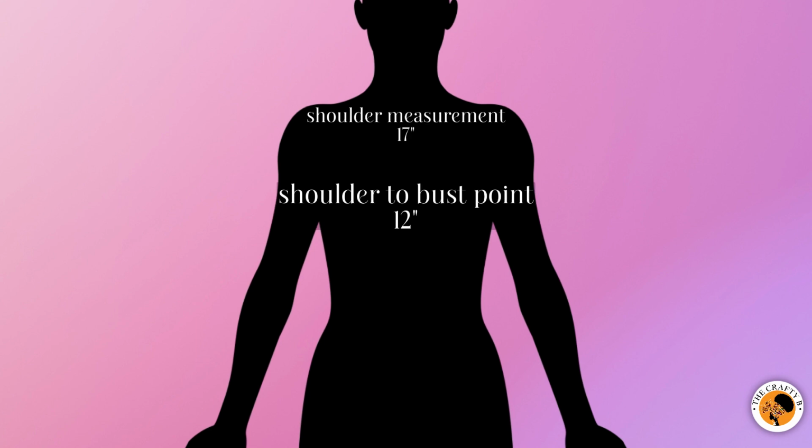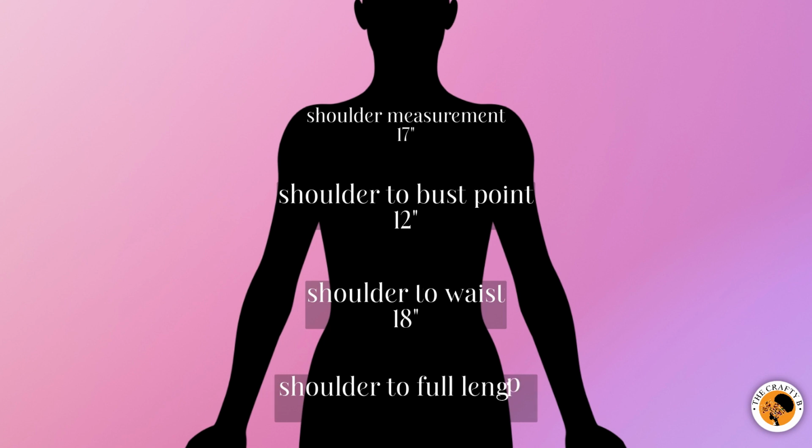So the measurements we'll be needing for drafting this pattern are our shoulder measurement, which is 17, the shoulder to the bust point, which is 12 inches, shoulder to the waist, which is 18 inches, and the shoulder to the full length, which is 24 inches plus 1 inch sewing allowance, which is 25 inches.